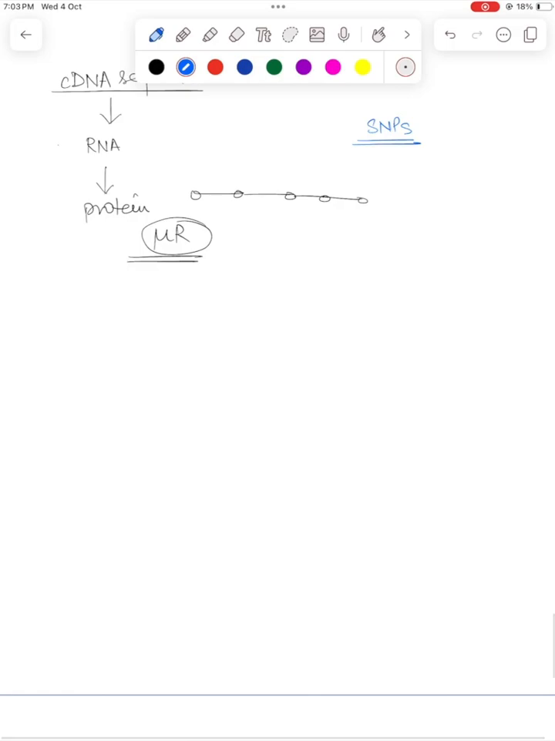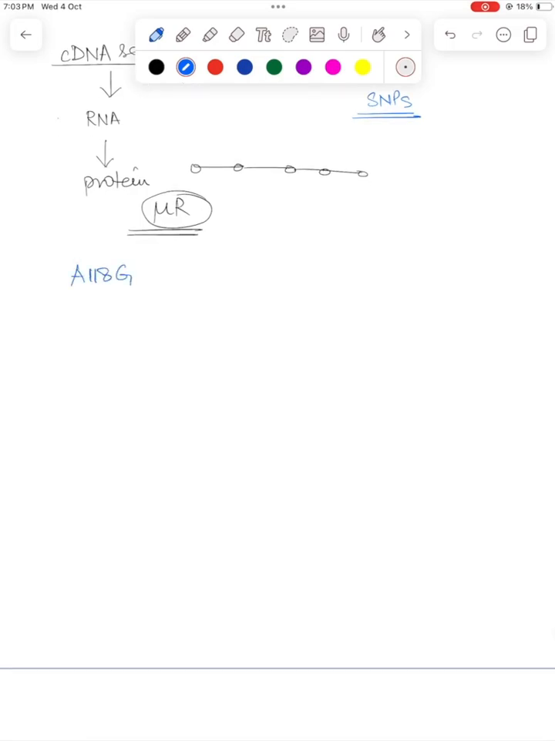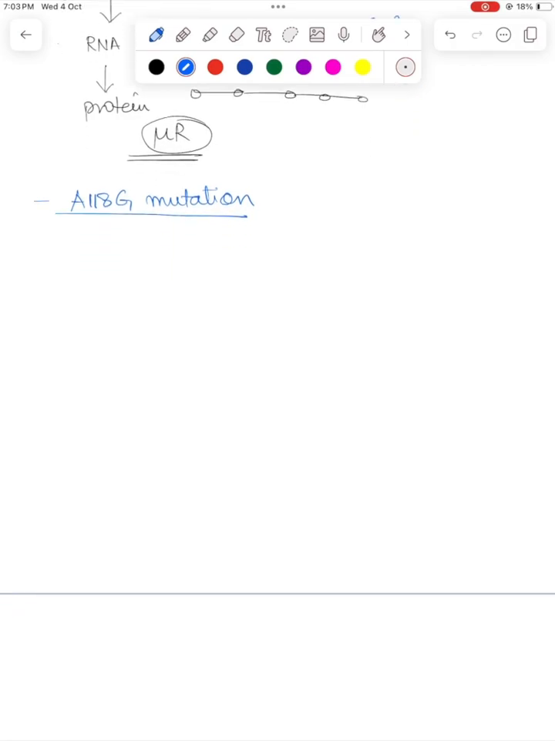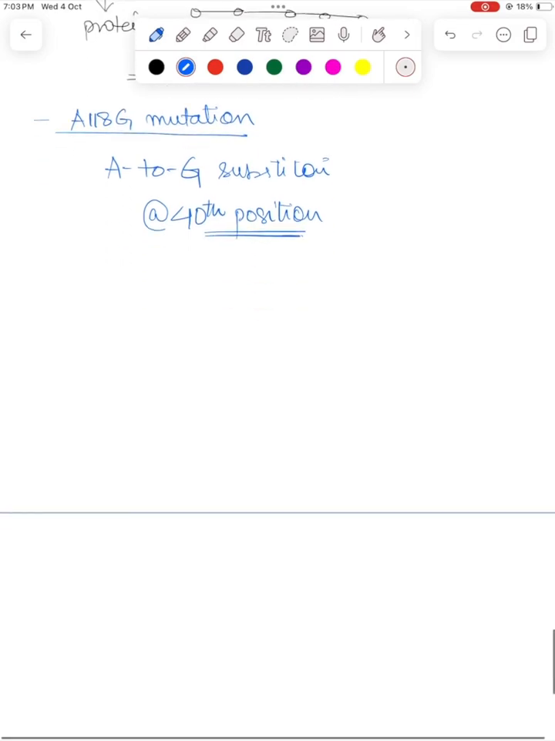Now, the most common of these SNPs is the A118G mutation. In this mutation, there is an A to G substitution at the 40th position in the amino acid chain of the mu opioid receptor. This leads to an amino acid substitution: asparagine is substituted by aspartate. When scientists studied patients with this type of single nucleotide polymorphism, they found it reduced the analgesic response to morphine.